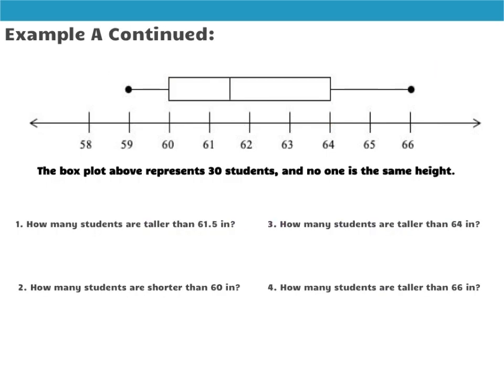Continuing to take a look at this graph, it says the box plot above represents 30 students and no one is the same height. So in our graph here, every data point is going to be different. So there won't be two 66s, for example. Everybody's going to be a different height.